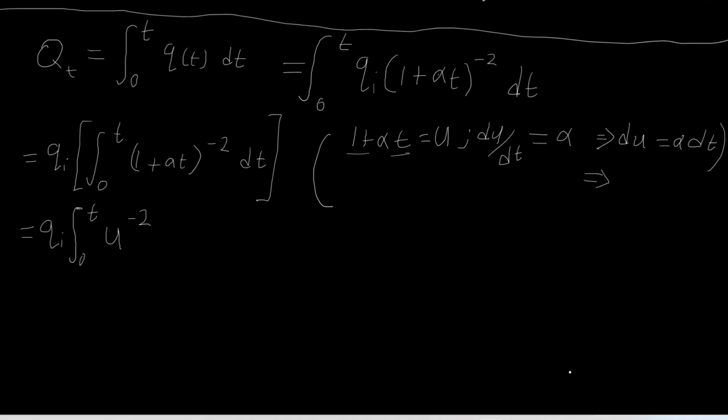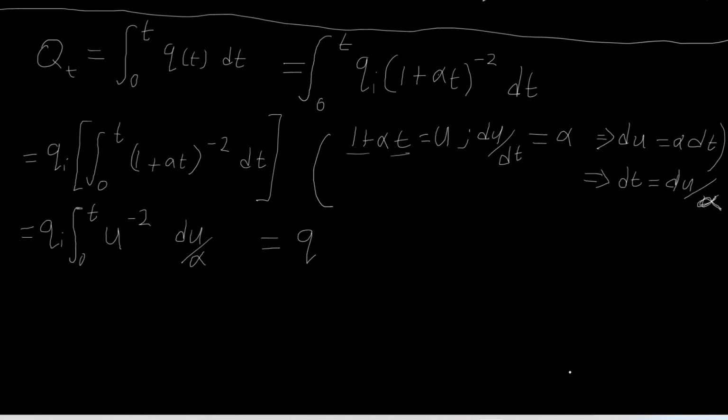Dividing both sides by alpha, we then have that dt is equal to du over alpha. Okay, so we just divided both sides by alpha, to get that dt is equal to du over alpha. So this is what we're doing. We want to change this dt to this, so we're going to be having du over alpha.